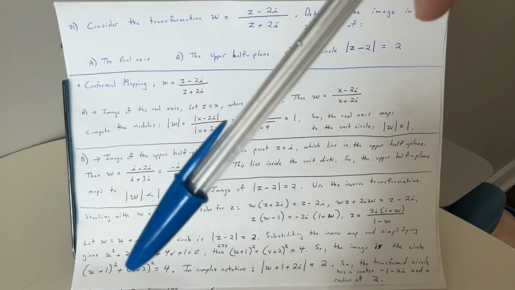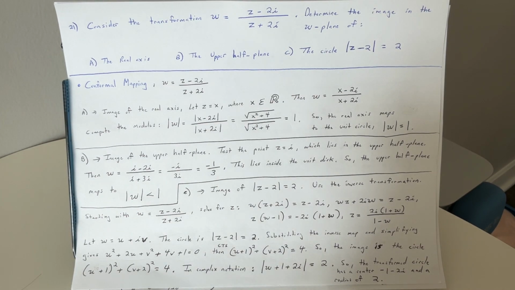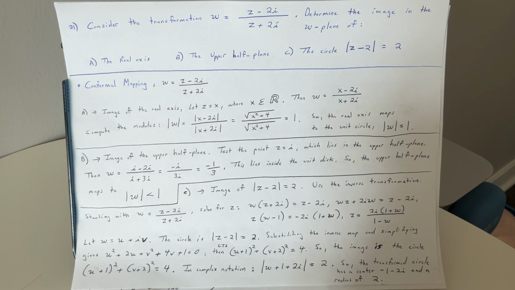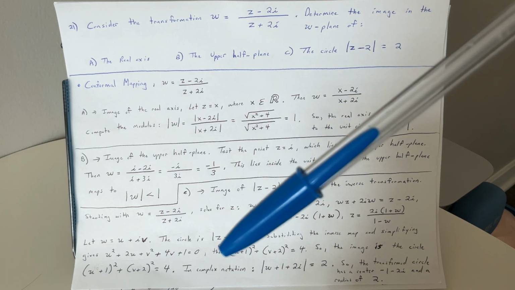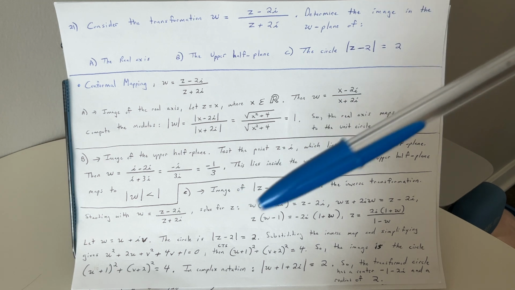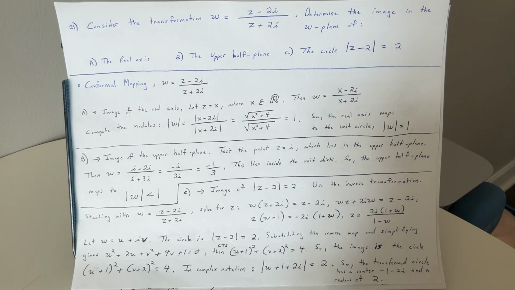So we're going to let w equal u plus iv. The circle is the modulus of z minus 2 equals 2. Substituting the inverse map and simplifying gives u squared plus 2u plus v squared plus 4v plus 1 equals 0. From there, we complete the square. That's what the CTS is for. Completing the square, u plus 1 squared plus v plus 2 squared equals 4.